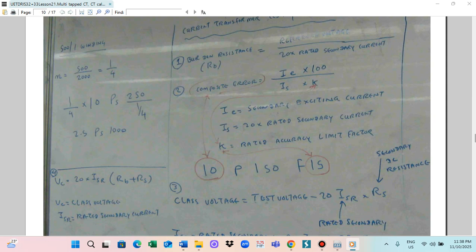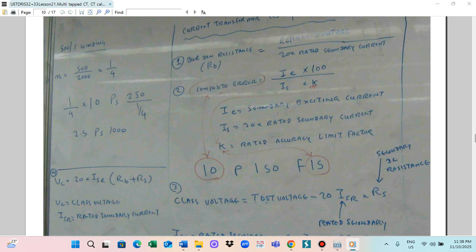And also we can calculate the CT secondary voltage. CT secondary voltage is VS. The equation is 20 ISI into RB plus RS. So those are the equations, and by using them we solve this problem. The problem is given: 500/1, 10B150 F15 CT. Secondary DC resistance is 1.6 ohm. We have to calculate the burden resistance RB. RB is the reference voltage divided by 20 times rated secondary current. So 150 divided by 20, you get 7.5 ohm.